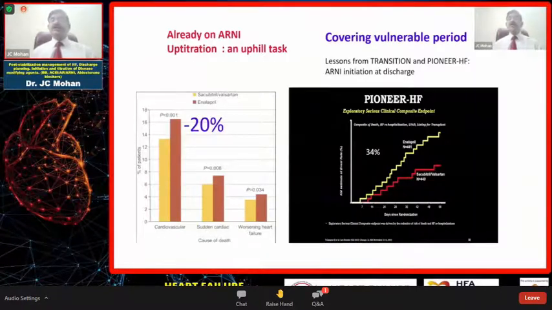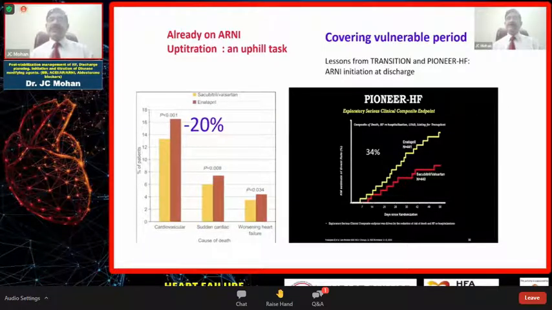So coming to the ARNI, which is the first drug which has been suggested by the guidelines to be initiated in stabilized HFrEF patient, that would cover the vulnerable period, and we have data both from PARADIGM and PIONEER-HF to indicate that you can cut down the mortality by 20%.